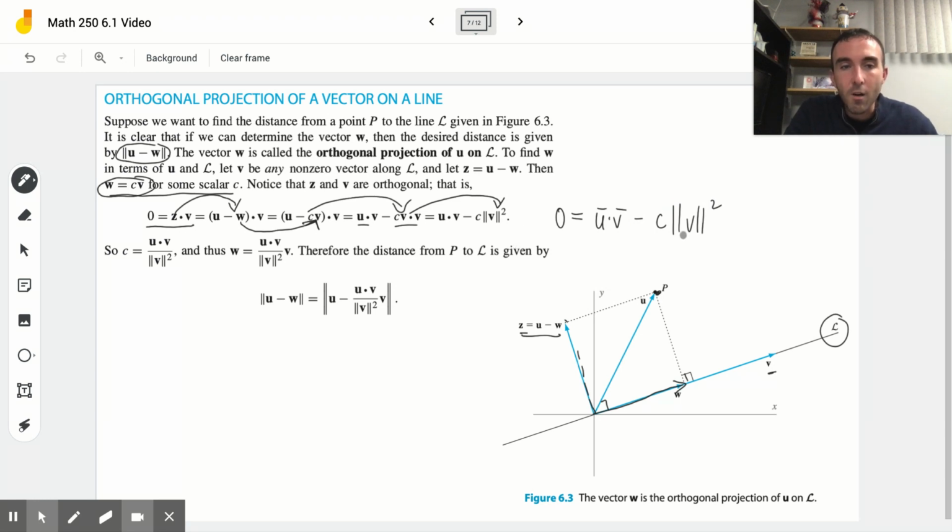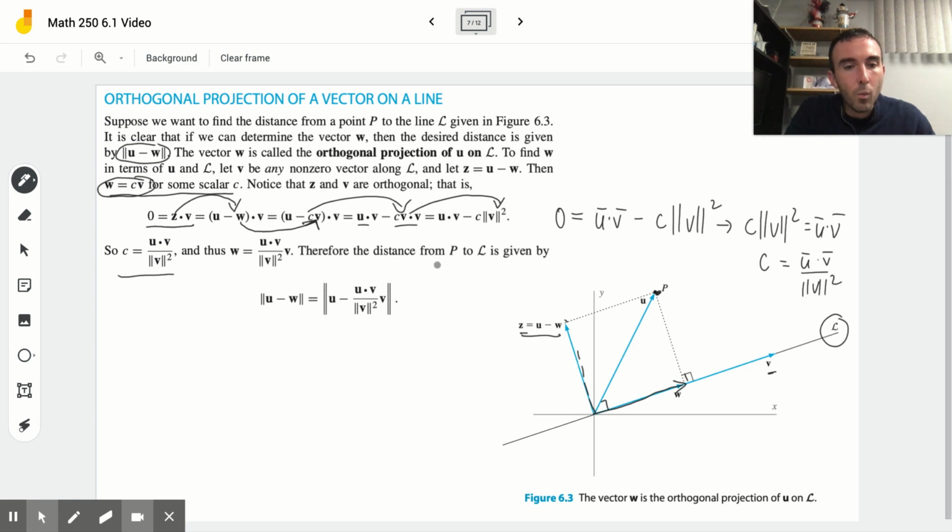And if we solve this for C, we get C equals the dot product of U and V over the norm of V squared. And that would just come from moving this term over to the other side. In either order, you can move the dot product over too and then divide. Doesn't matter. But to solve for C, then just divide out on both sides. So it's really up to you how you want to do it. So that's what C is.